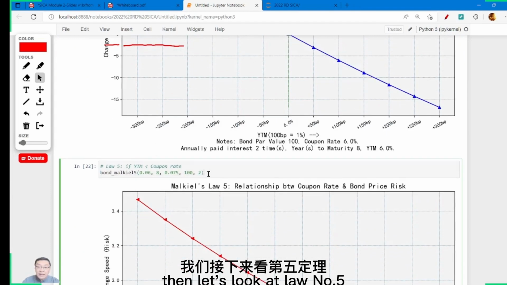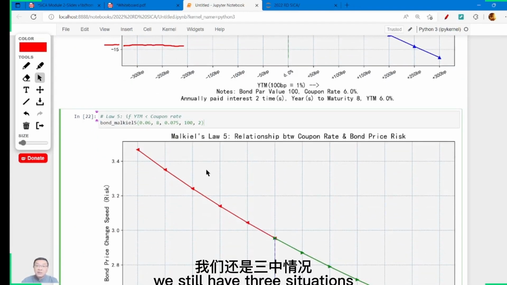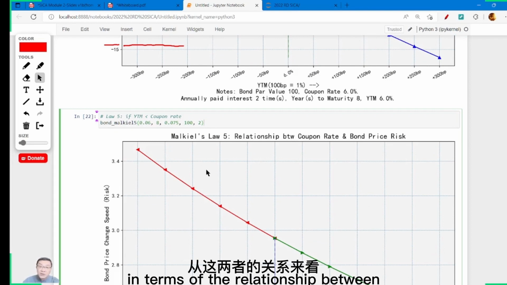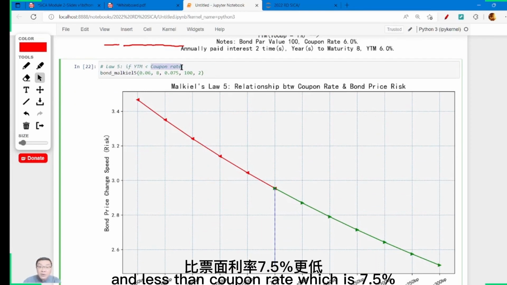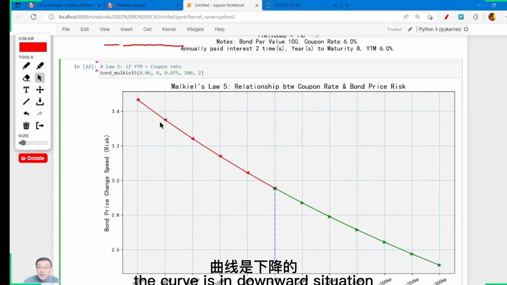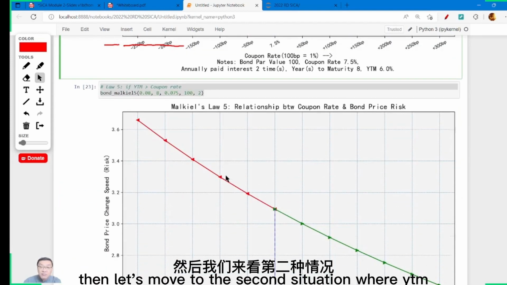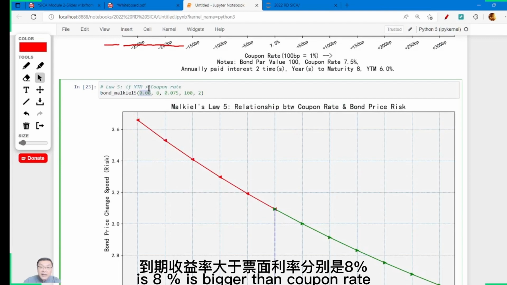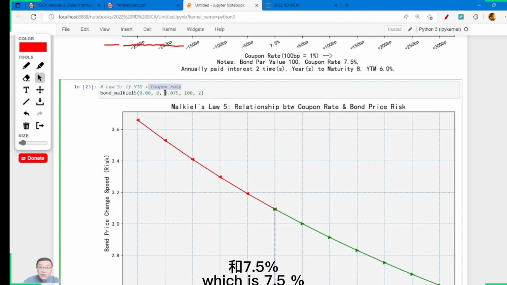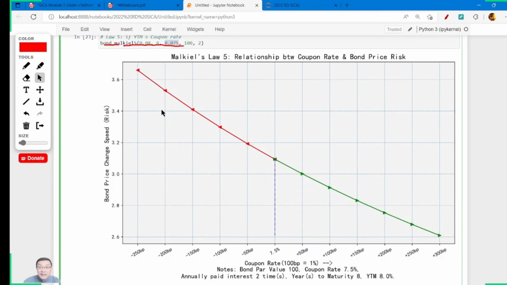Then let's look at law number 5. We still have 3 situations in terms of the relationship between YTM and coupon rate. First situation, we have YTM, which is 6%, less than coupon rate, which is 7.5%. The curve is in a downward situation. And let's move to the second situation where YTM is 8%, bigger than coupon rate, which is 7.5%. The curve is still in a downward trend.